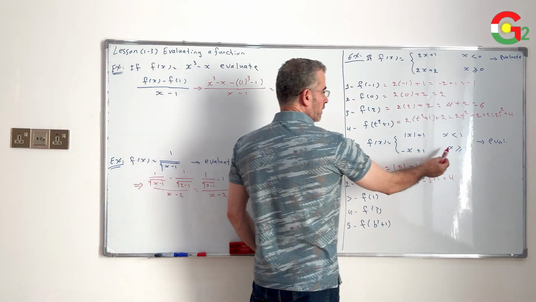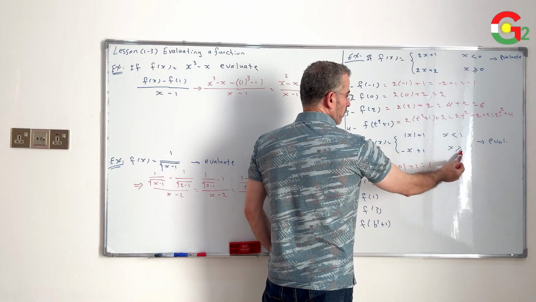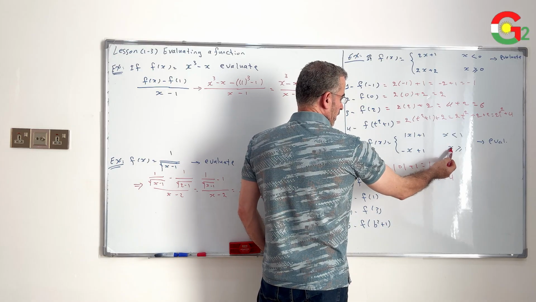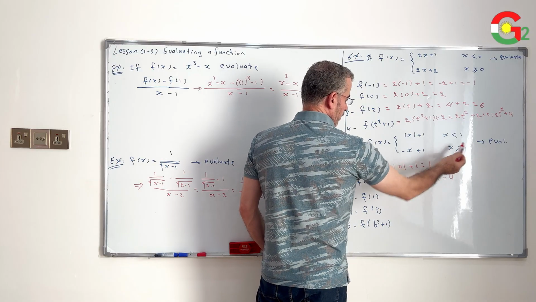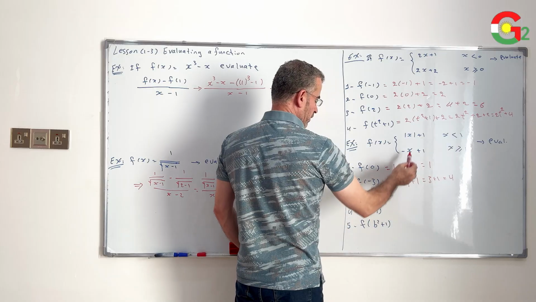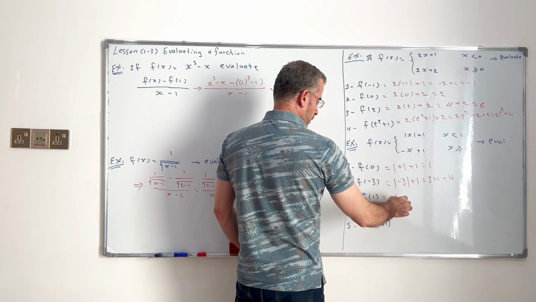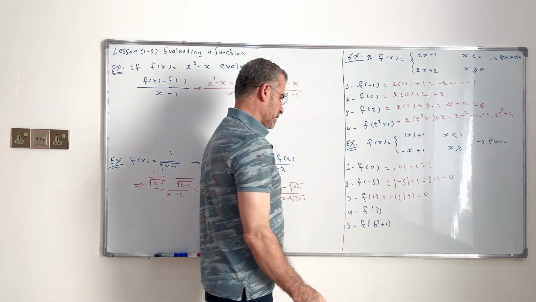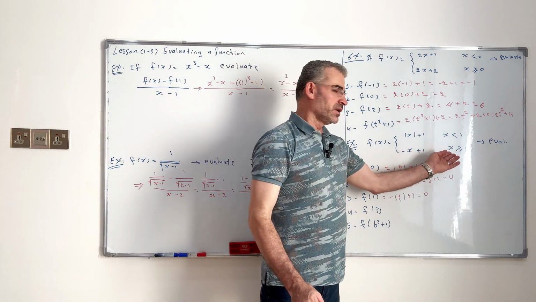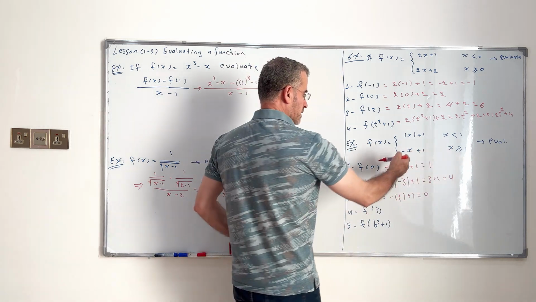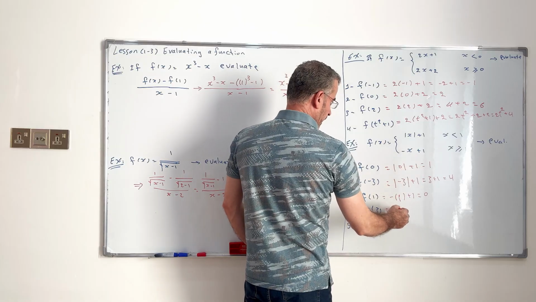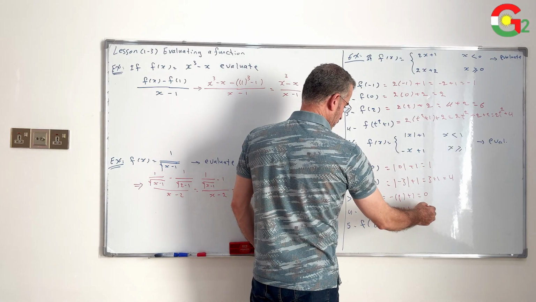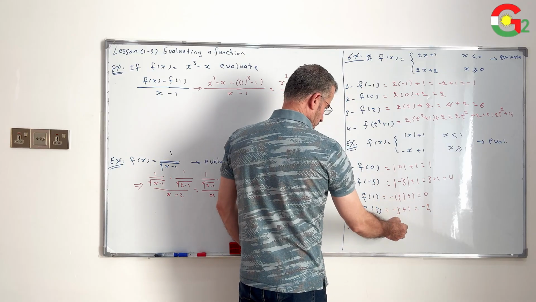f of 1, it belongs to this interval, where x is greater than or equal to 1. Then I substitute in the second rule. Negative 1 plus 1 equals 0. f of 3, it is also greater than 1. I substitute here in the second rule. Negative 3 plus 1 equals negative 2.